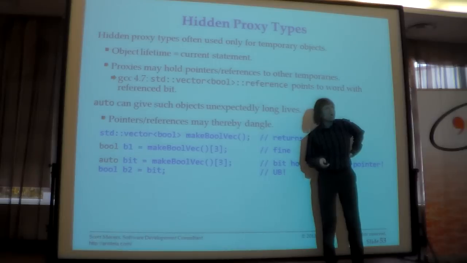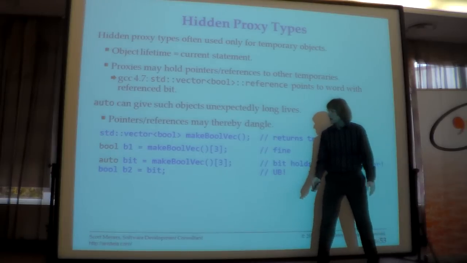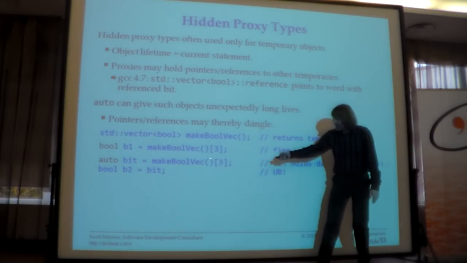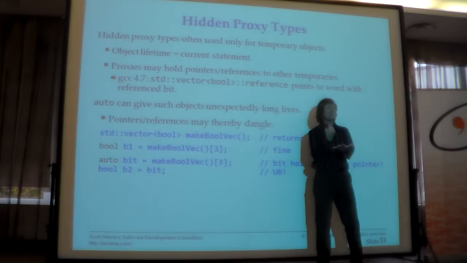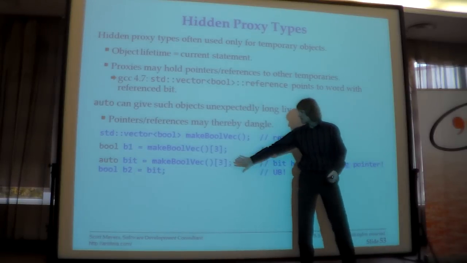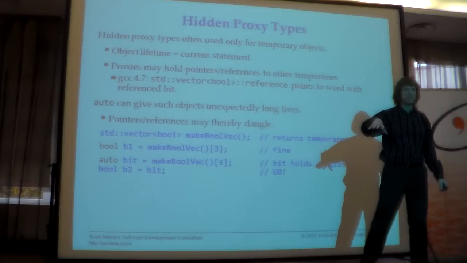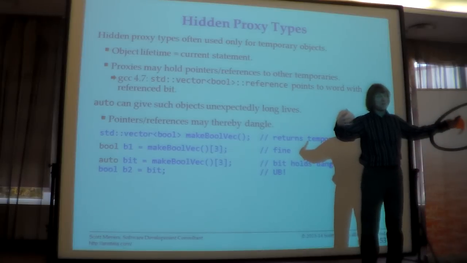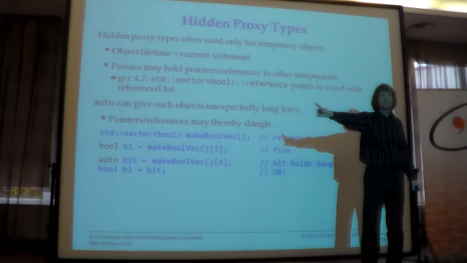However, if I decide to use auto, because I have been encouraging you to use auto, what will happen here is make_bool_vec again creates a temporary vector of bool. We then index into it to get number 3. Now remember, for vector of bool, the array indexing operator returns a vector<bool>::reference. That's a temporary object. And remember, that temporary object in GCC 4.7 has a pointer to the machine word containing the bit.